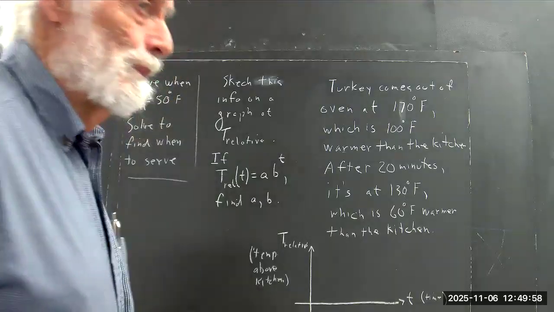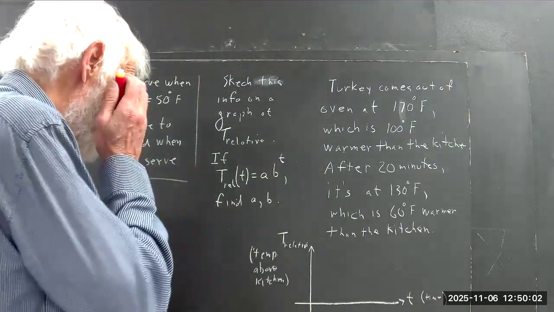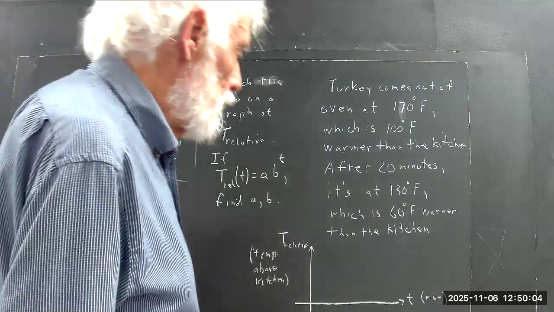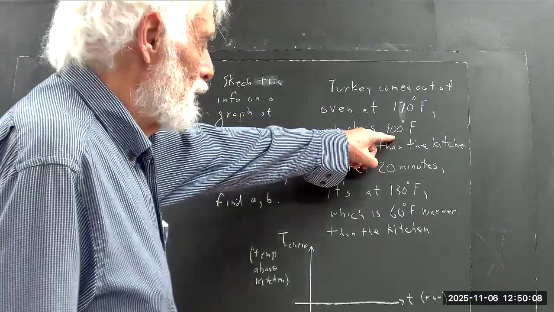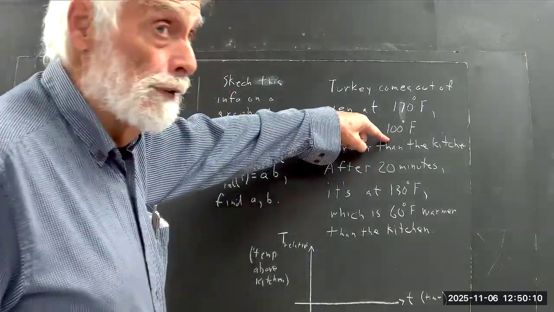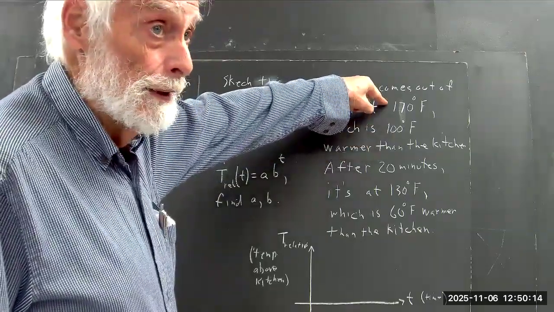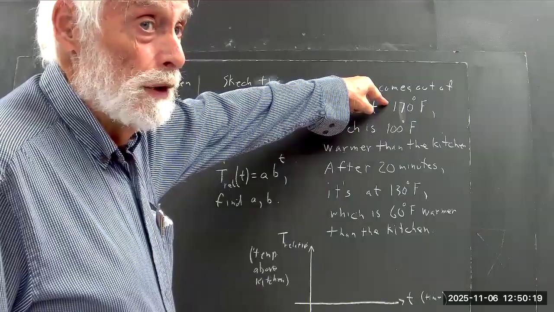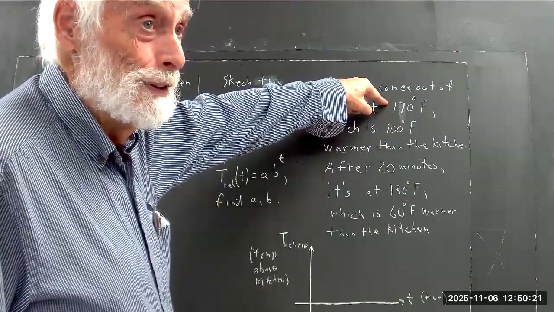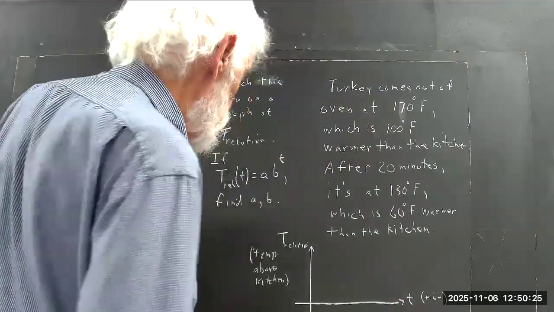We can't spend too much time on this. So there are a few little glitches I've seen in people's graphs. We start with the graph, and initially, the relative temperature is 100 Fahrenheit. Relative temperature is never 170 Fahrenheit. That would put the turkey well over boiling. It'd have to be superheated. Relative temperature is 100 Fahrenheit.